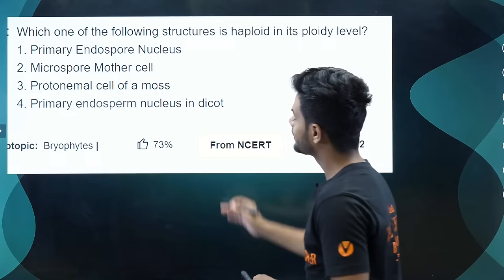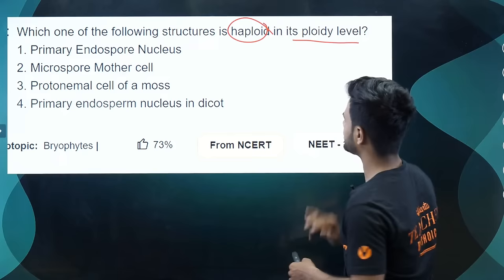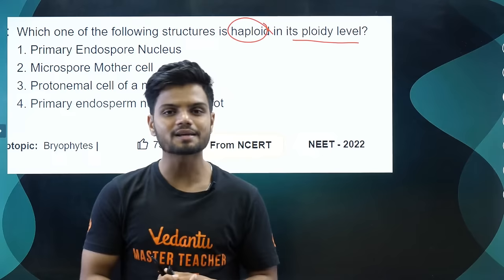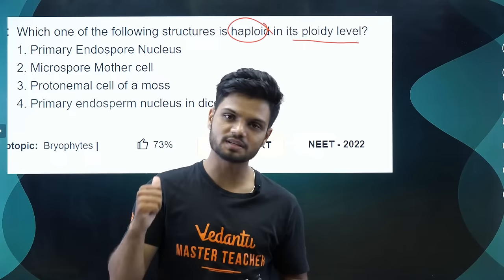Which of the following structures is haploid in its ploidy level? Now again, this question is a mix-match of your class 12th sexual reproduction in flowering plants and plant kingdom. This is the baby of your class 11th and 12th portion. Let's look at the baby.